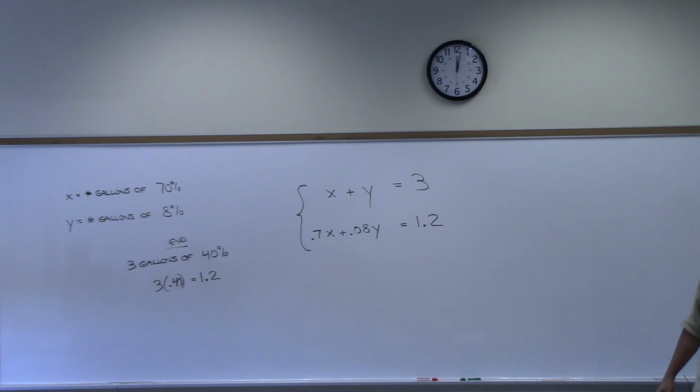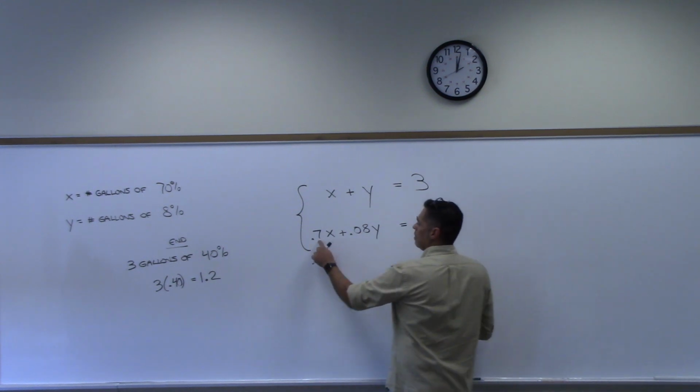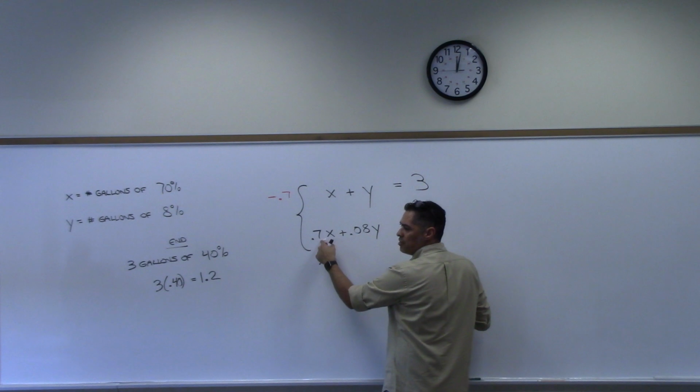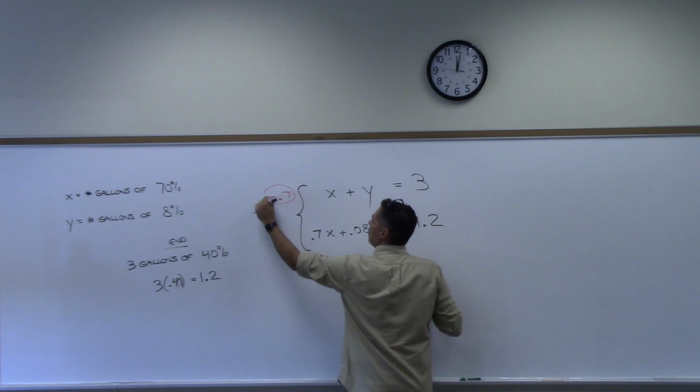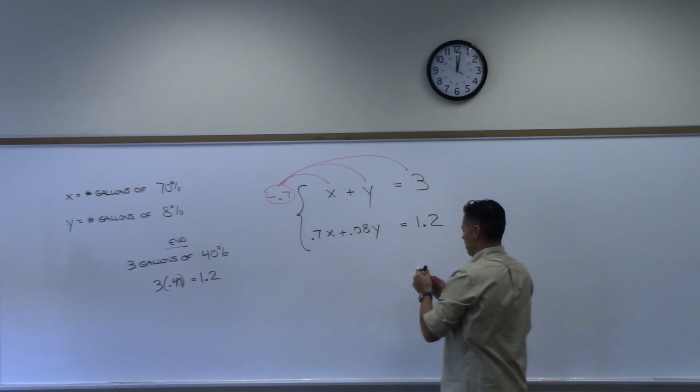How would you like to solve this? You want to do the x's? How would you make the x's go away? You need minus 0.7 here, minus 0.7 there. That way it would cancel with the positive 0.7. So minus 0.7 is going to go here, here, and here.